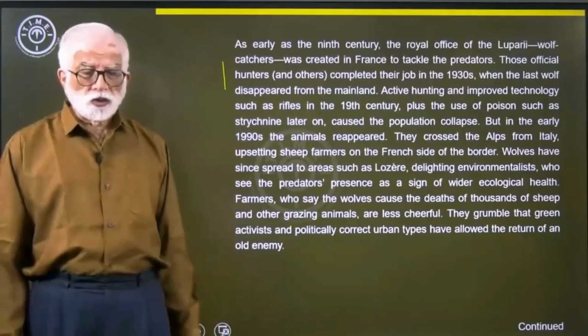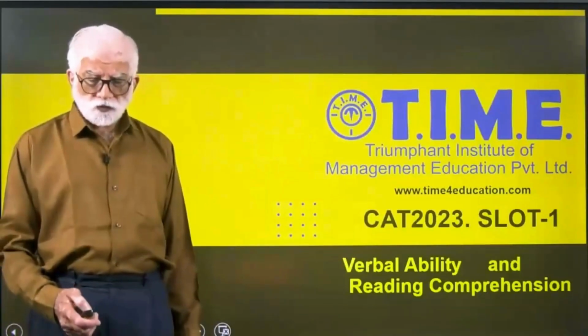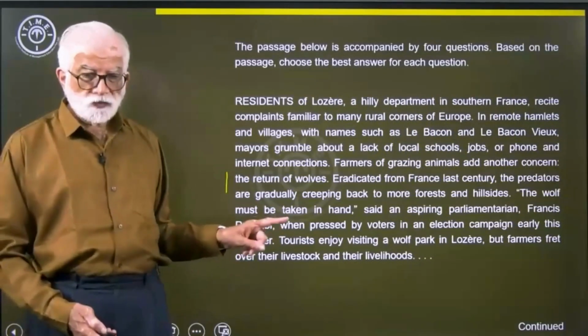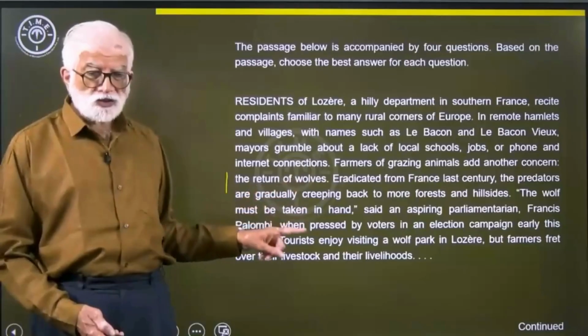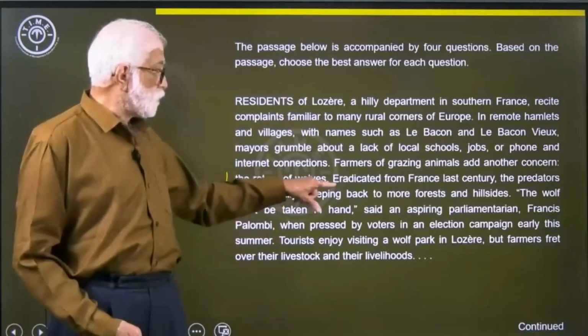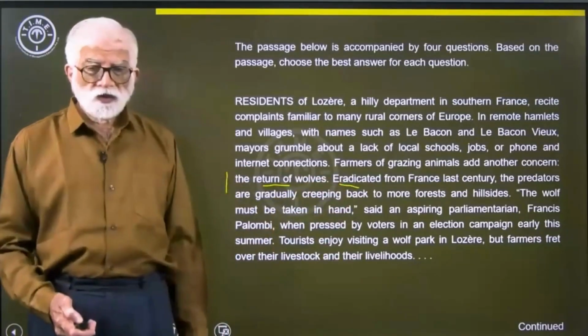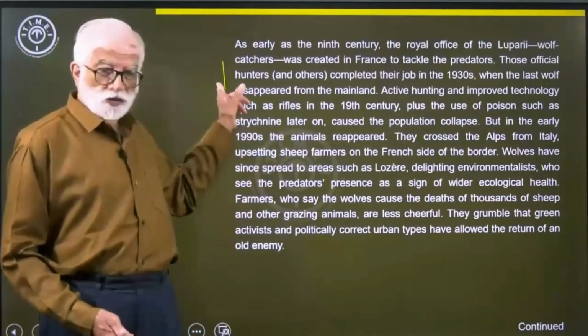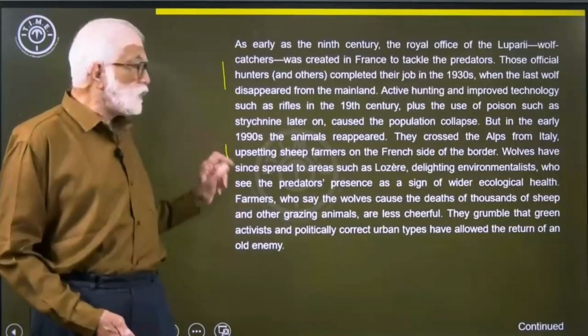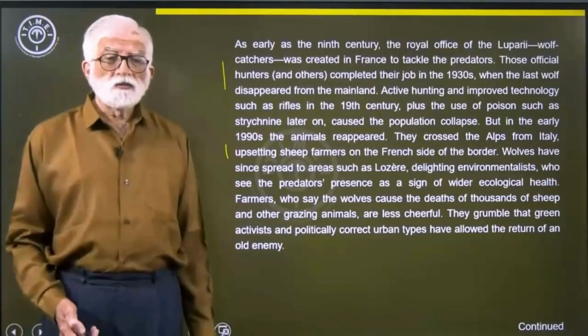This also we've been told, right? We've been told earlier that they are coming back, isn't it? So they have another concern, the return of wolves. So we know that they're returning. They were eradicated, but they're returning. So the eradication part is given to us over here, but the return part is given here. Correct? So in the early 1990s, the animals reappeared.